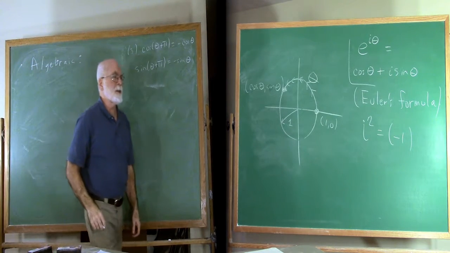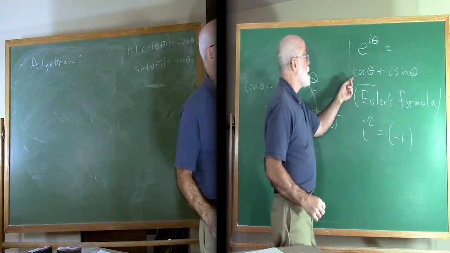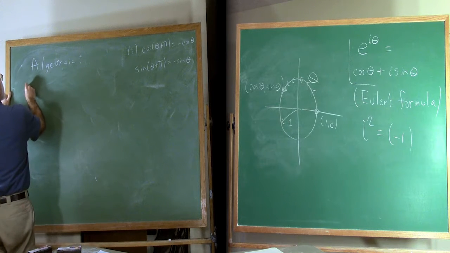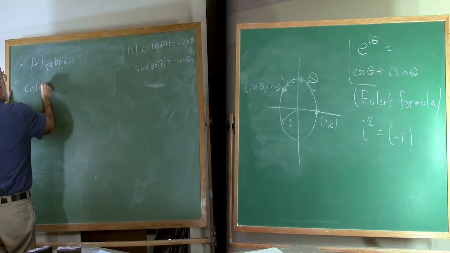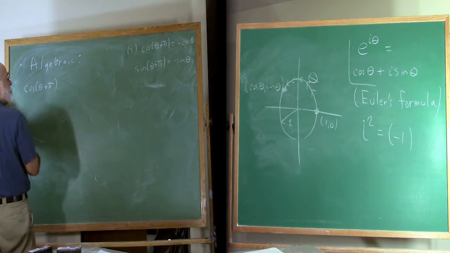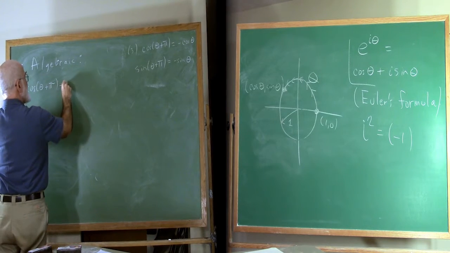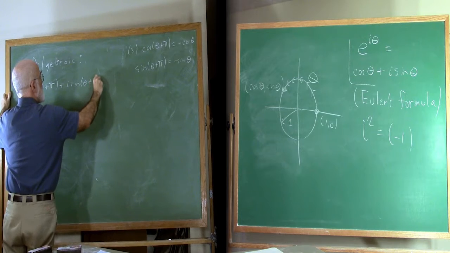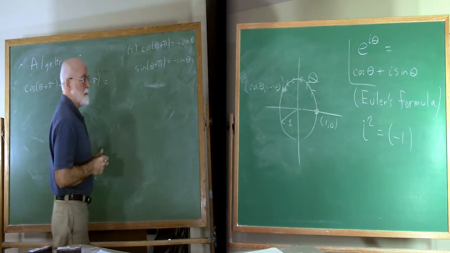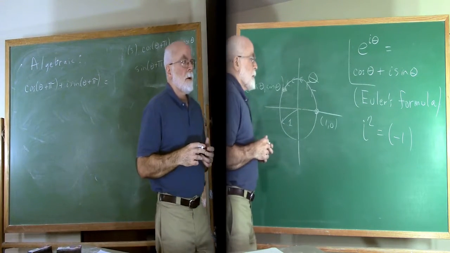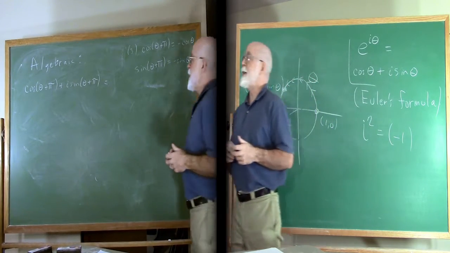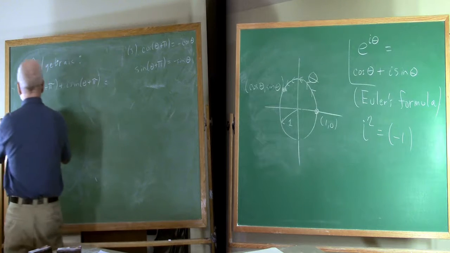Algebraic here means Euler's formula. This one. Sine and cosine of theta plus pi we put together. Euler's formula puts those together into a single exponential.